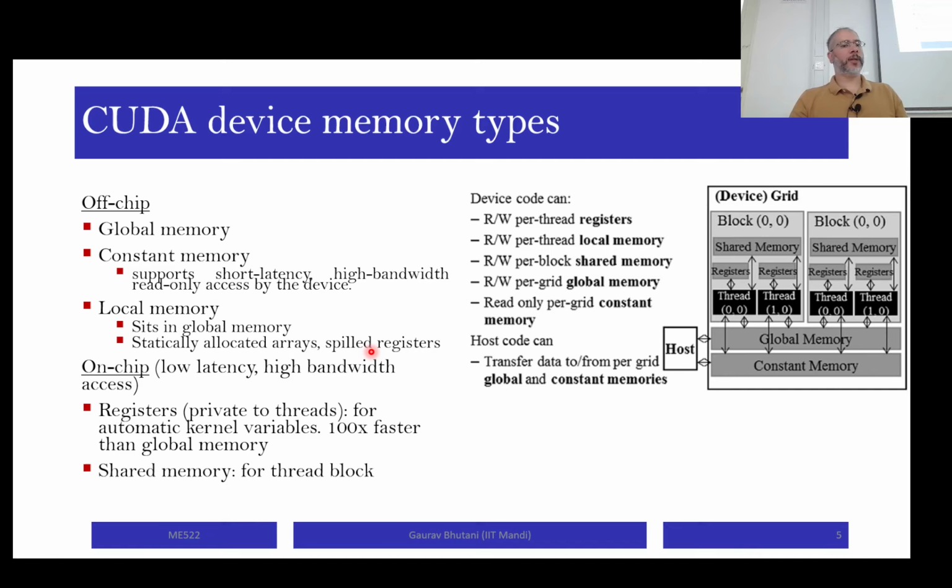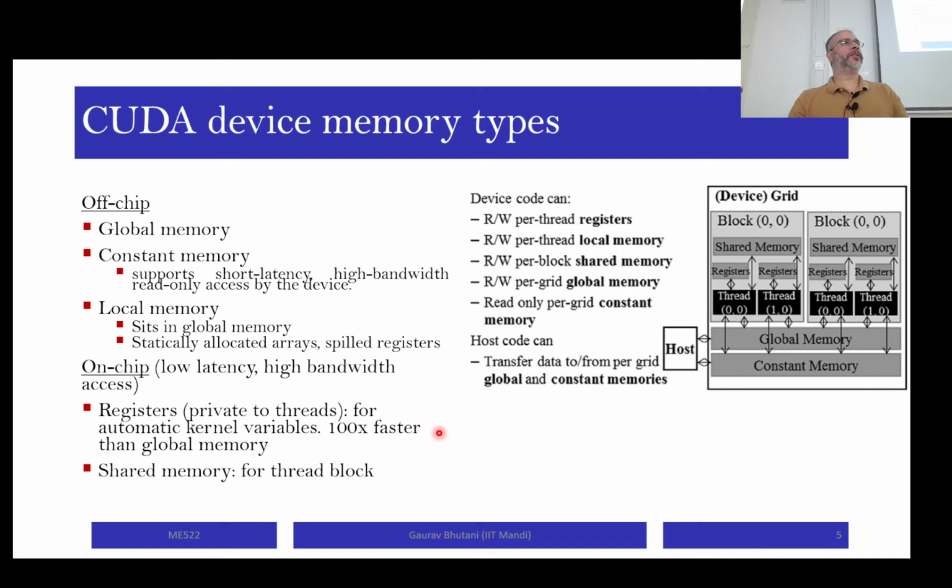Okay. So, this is off chip: three kinds, global, constant and local. Now we come to on chip. On chip we have two kinds: registers and shared. The good thing about on chip is it is much lower in terms of latency and much higher in terms of bandwidth access. So this is where you want to keep the information as much as possible.